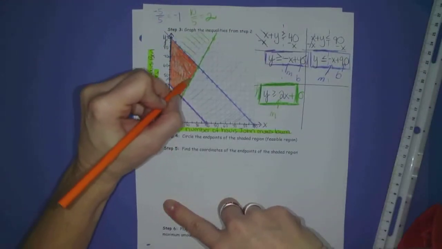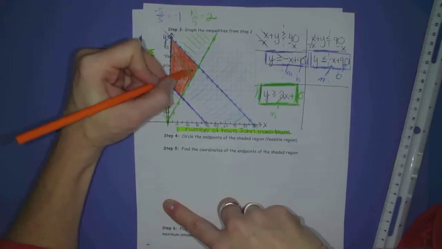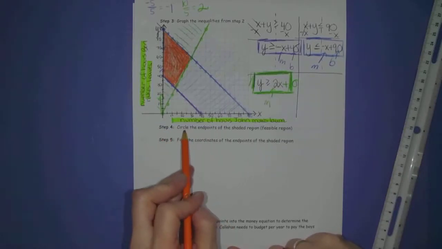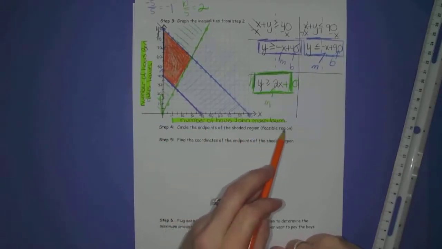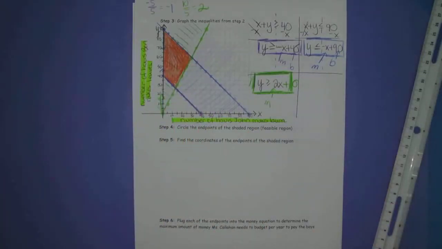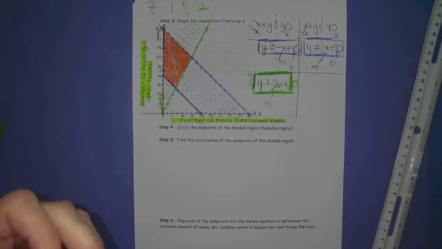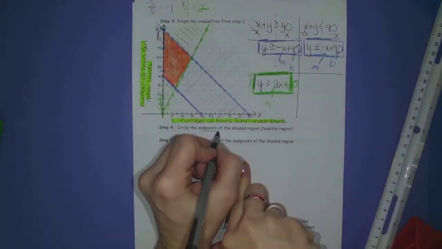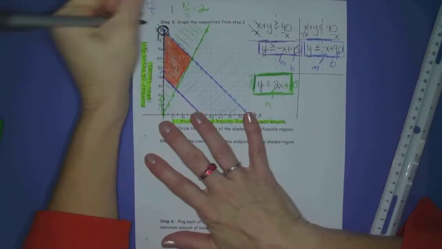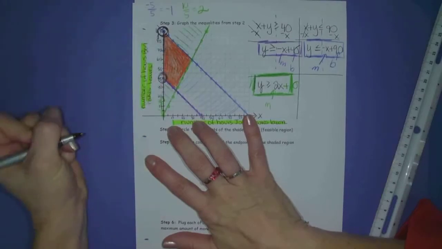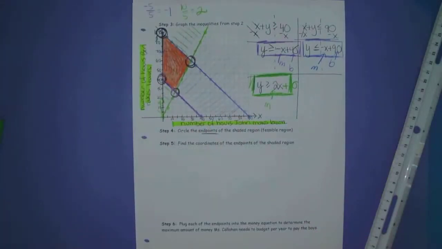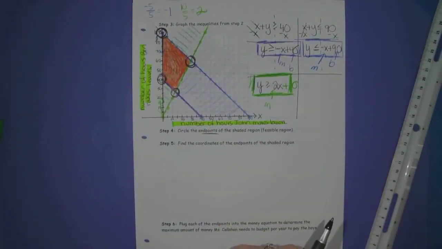Okay, perfect. I'm going to really darken that in and make it obvious. Okay, next step says, step 4, circle the endpoints of the shaded region or the feasible region. It's kind of like the corners where the line segments come together. So if I'm going to circle those, then my endpoints of the orange region are definitely going to be right here, right here, right here, and right here. Okay, 4 different endpoints circled.